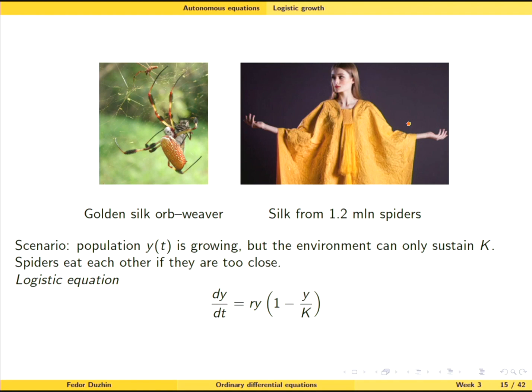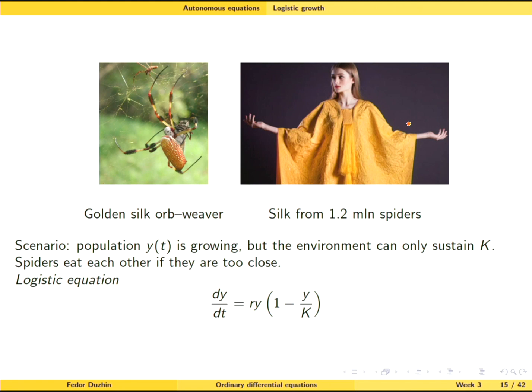Okay? So if they have plenty of resources, then they multiply quickly and they experience exponential growth. But once there is not enough room for them, they just start eating each other. That's how they compete for resources. And the corresponding model should somehow reflect the fact that they are competing, right?